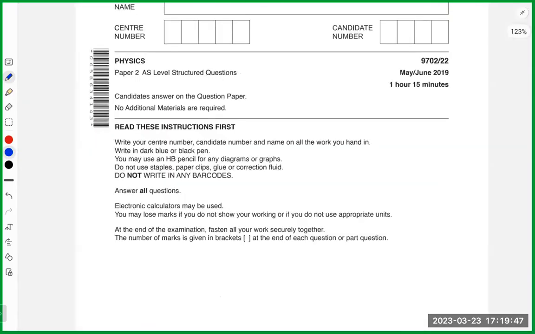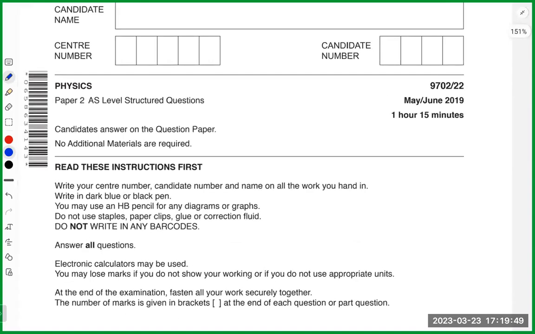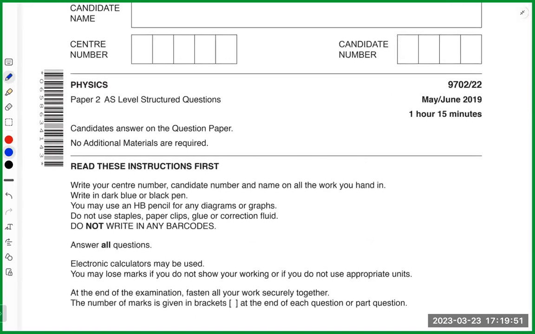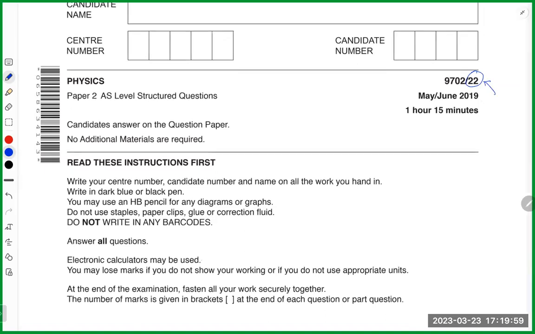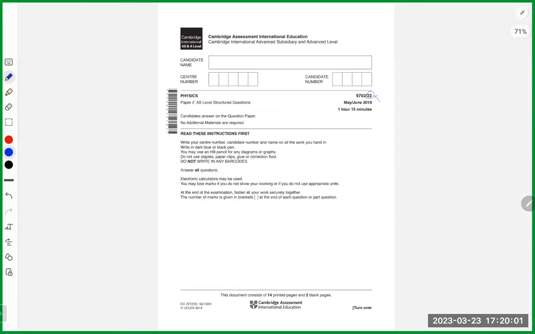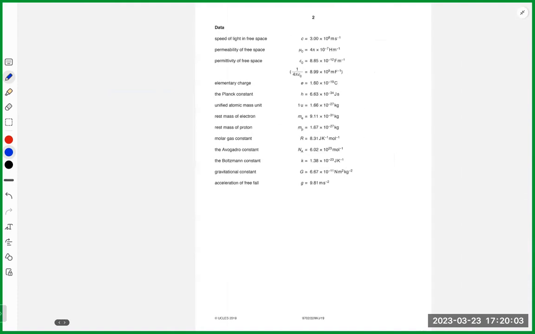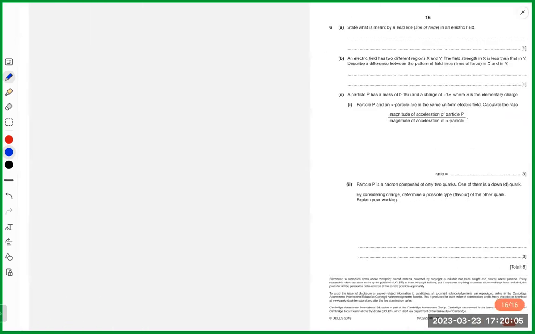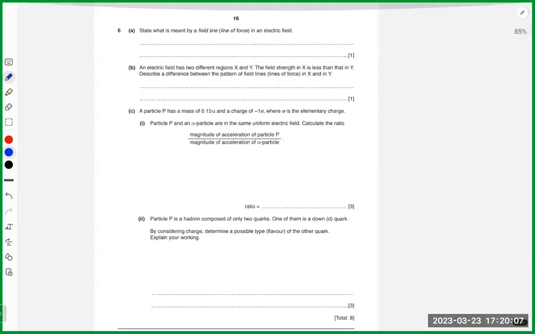Okay, today we are solving AS paper 2, May/June 2019, and the variant is 22. This is the variant we're doing today, and we are planning to solve it in reverse order. We will start from the last question because we have recently completed this topic.